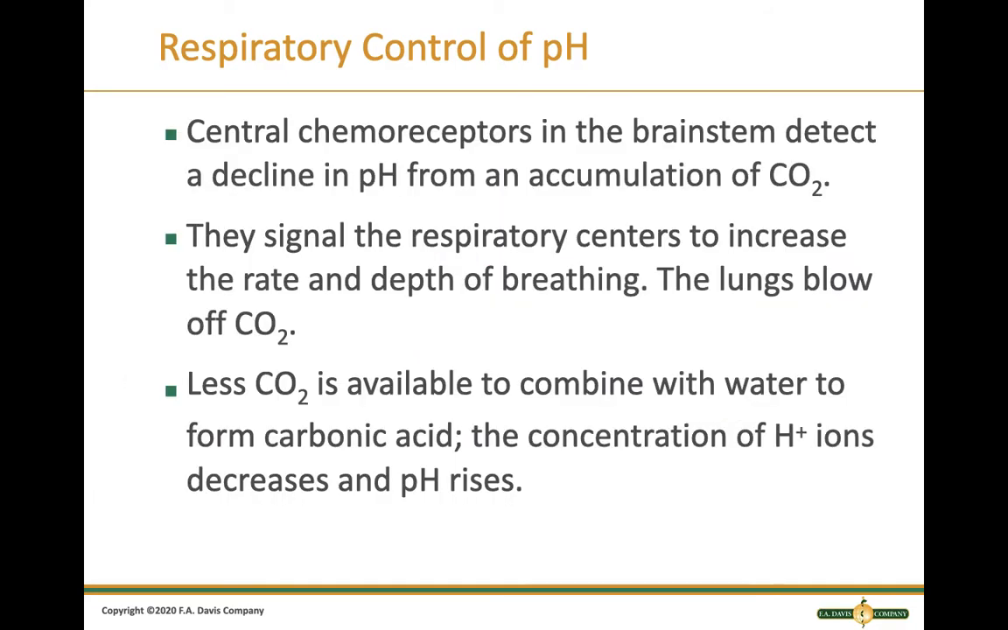If you want to see that in words, central chemoreceptors in the brainstem detect a decline in pH from an accumulation of carbon dioxide. They signal the respiratory centers to increase the rate and depth of breathing, and the lungs blow off CO2. So as we're breathing more, we're getting rid of more carbon dioxide. Then less carbon dioxide is available to combine with water to form carbonic acid, so the concentration of hydrogen ions decreases and the pH rises back to normal.